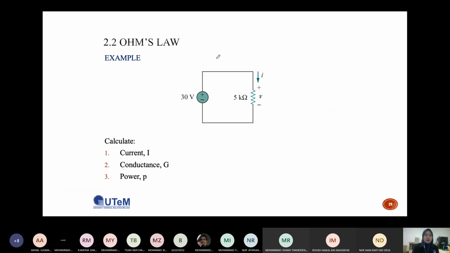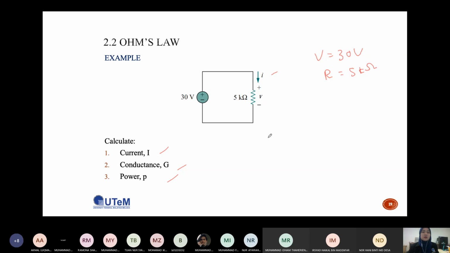So for example, you have this circuit, you have voltage V equals 30 volt, you have the resistor equals 5 kilo ohm. The question asks you to calculate for the current I, conductance, and also the power. So can you try to calculate this value? So very simple example.